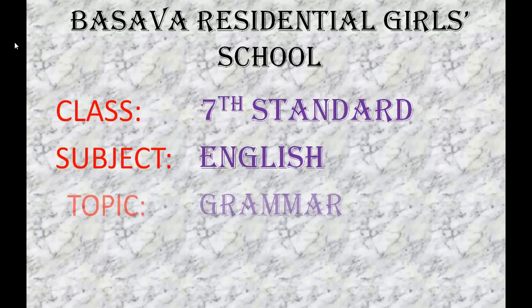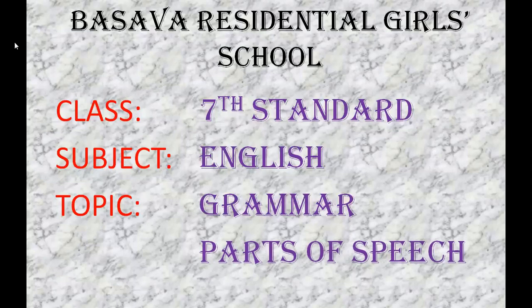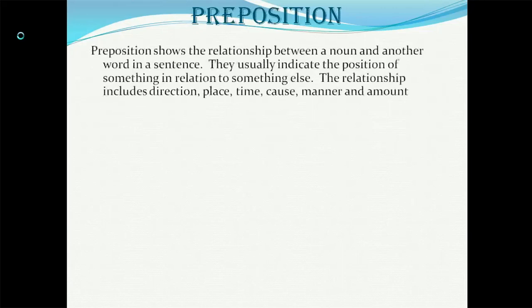Today we will continue with the final section in the parts of speech series and learn about prepositions, conjunctions and interjections. Okay, next comes prepositions. A preposition shows the relationship between a noun and another word in a sentence. It usually indicates the position of something in relation to something else.